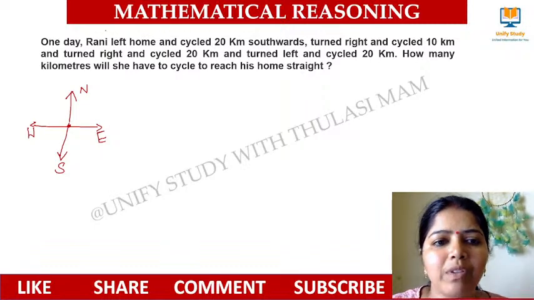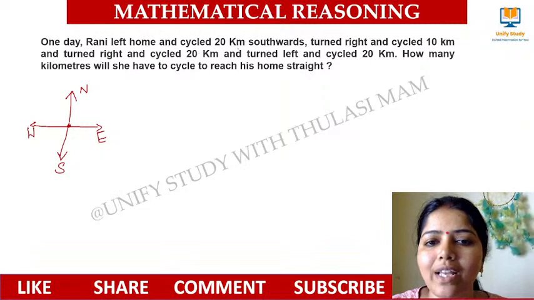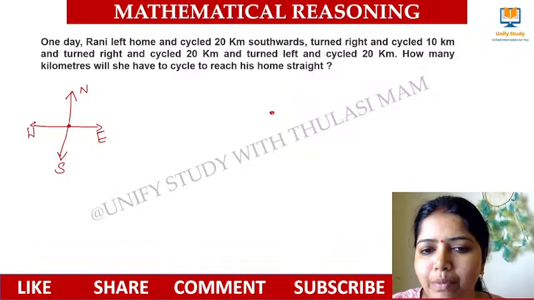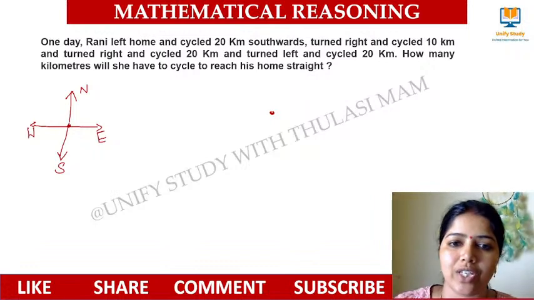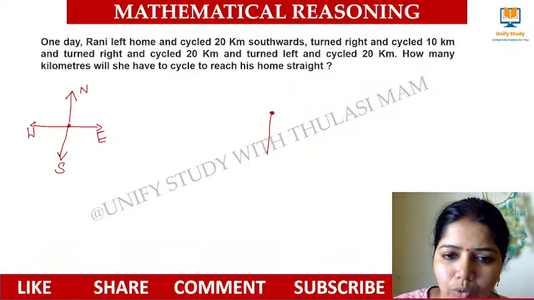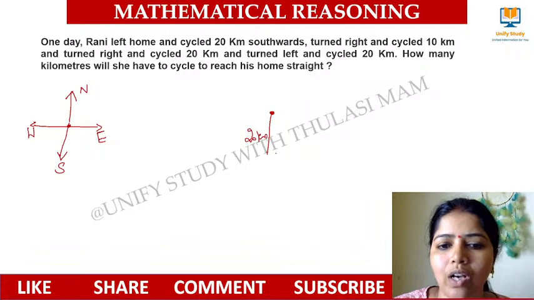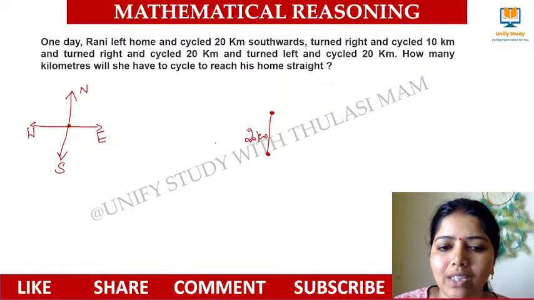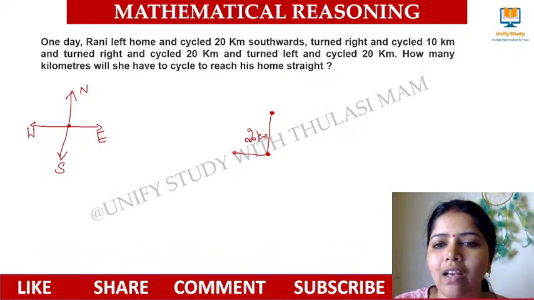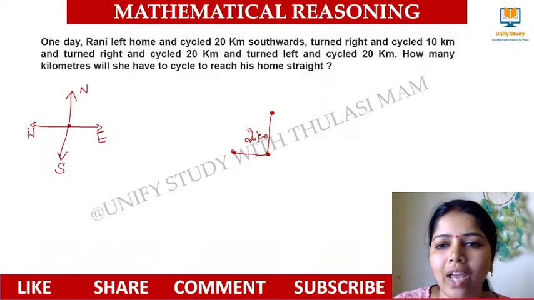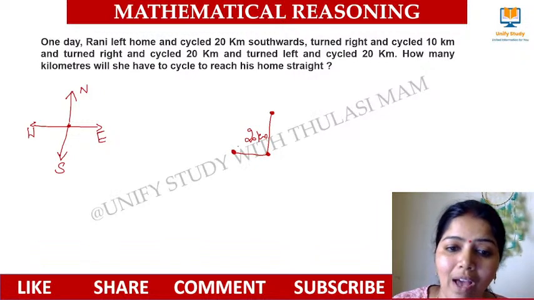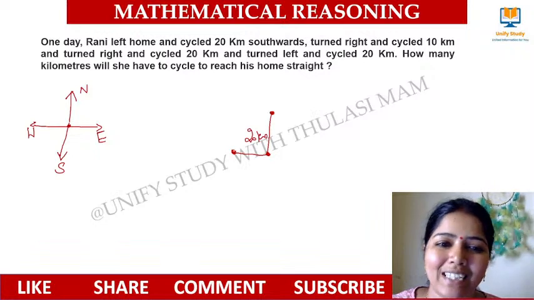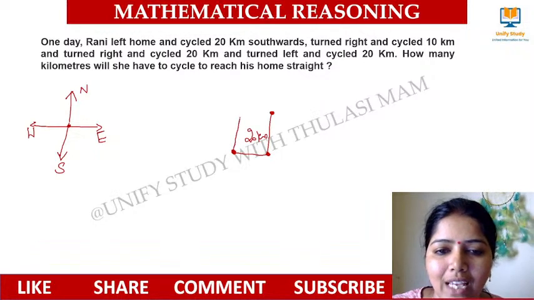Now come here. Rani left home and cycled 20 kilometers southwards. Always put it somewhere in the middle so that we can have all the directions. So she traveled 20 kilometers south. Then she turned right. When turned right, what does that mean? This direction, right? So she turned right and cycled 10 kilometers. Be aware of the distance that you're drawing: this is 20, this is 10. From here where she's turning, she turns right again and cycles 20 kilometers.